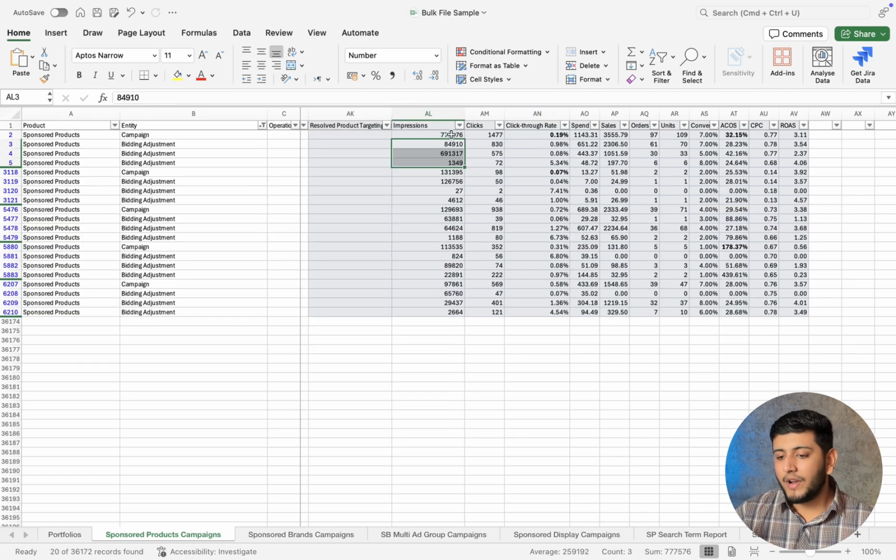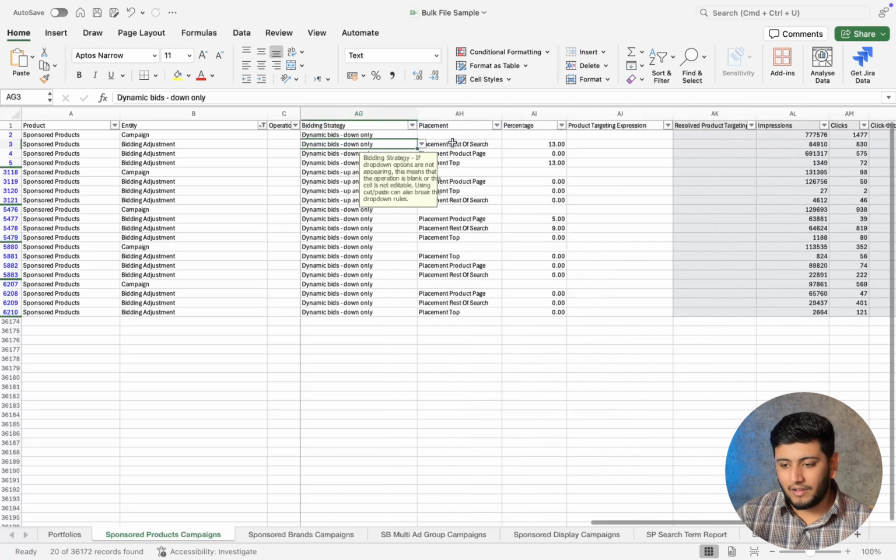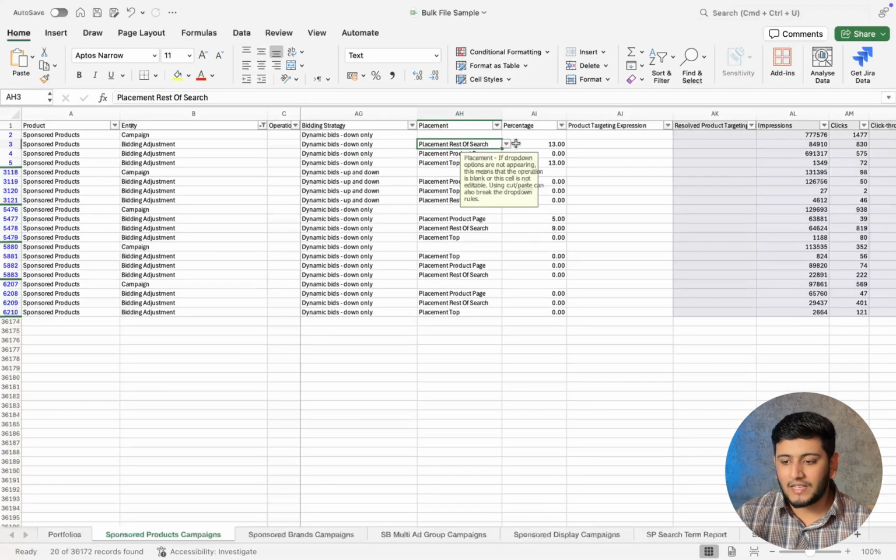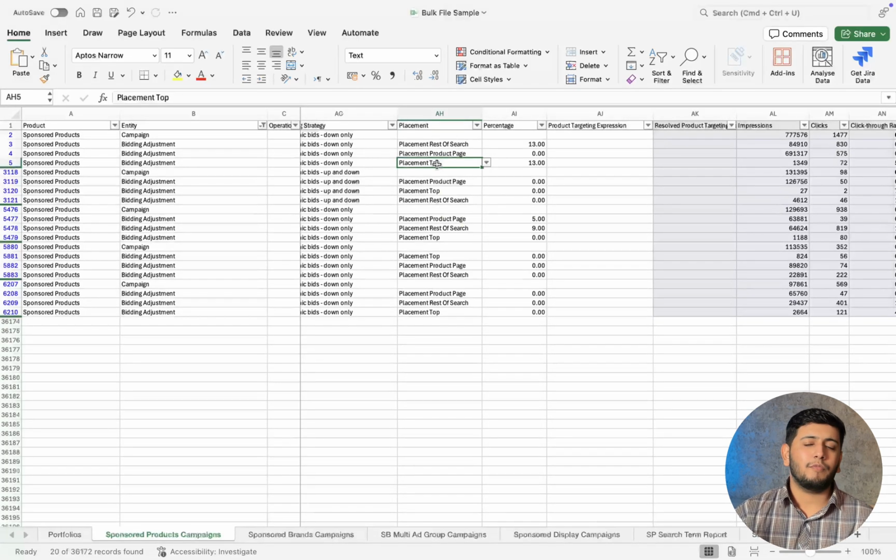Now I have a breakdown of these 700k impressions at each placement level, and you can see the placements here: rest of search, product pages, and top of search. Normally when it comes to CTR, the product pages are the worst performers. So whenever the CTR is low, normally it would be some issue that your ad is showing at a wrong placement, or maybe product pages showing tons of impressions but no clicks at all.